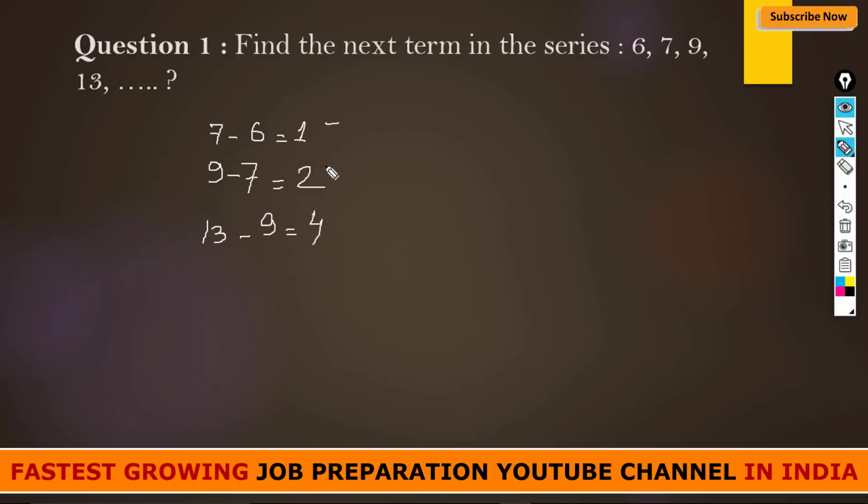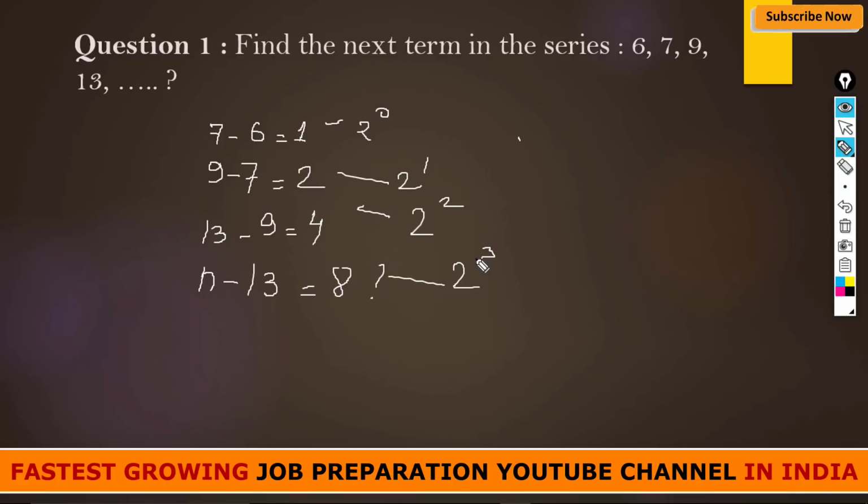So let us take the missing number n. So n minus 13 should be equal to 8. So I hope you have understood the series it is following. It is 1 means 2 to the power 0, 2 means 2 to the power 1, 4 means 2 to the power 2, and 8 means 2 to the power 3. So this is what the series was following.